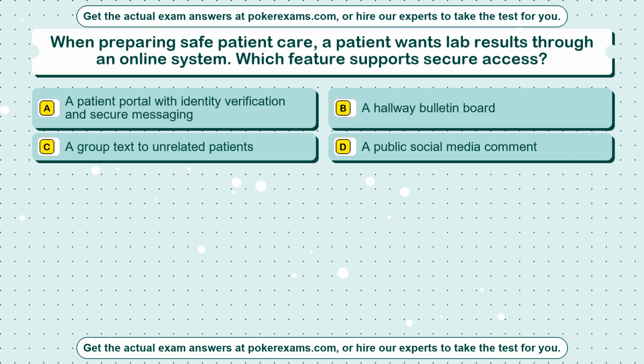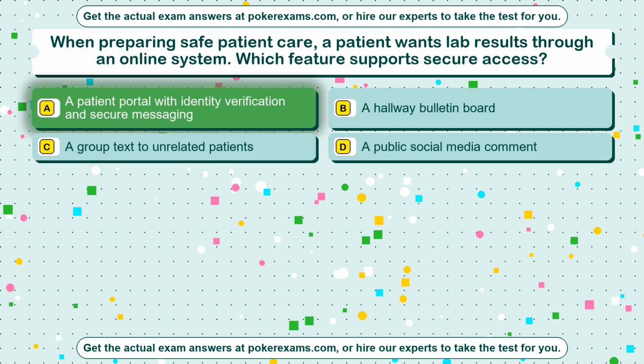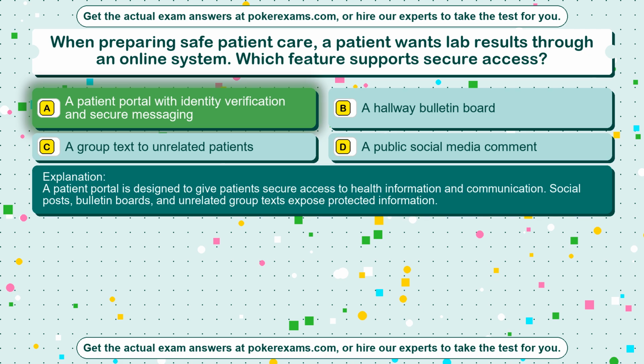Question 51. When preparing safe patient care, a patient wants lab results through an online system. Which feature supports secure access? Option A, a patient portal with identity verification and secure messaging. Option B, a hallway bulletin board. Option C, a group text to unrelated patients. Option D, a public social media comment. The correct answer is option A, a patient portal with identity verification and secure messaging. A patient portal is designed to give patients secure access to health information and communication. Social posts, bulletin boards, and unrelated group texts expose protected information.